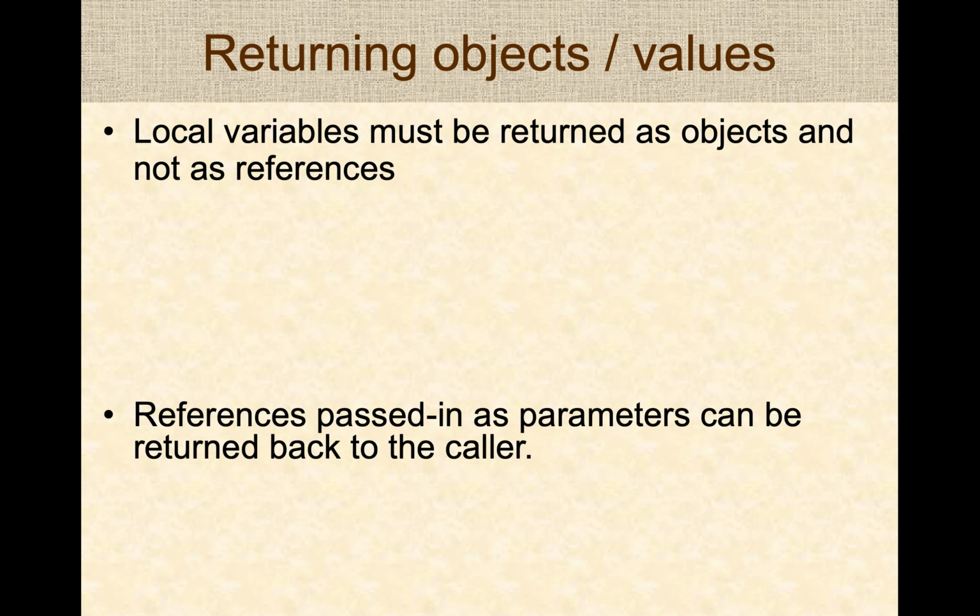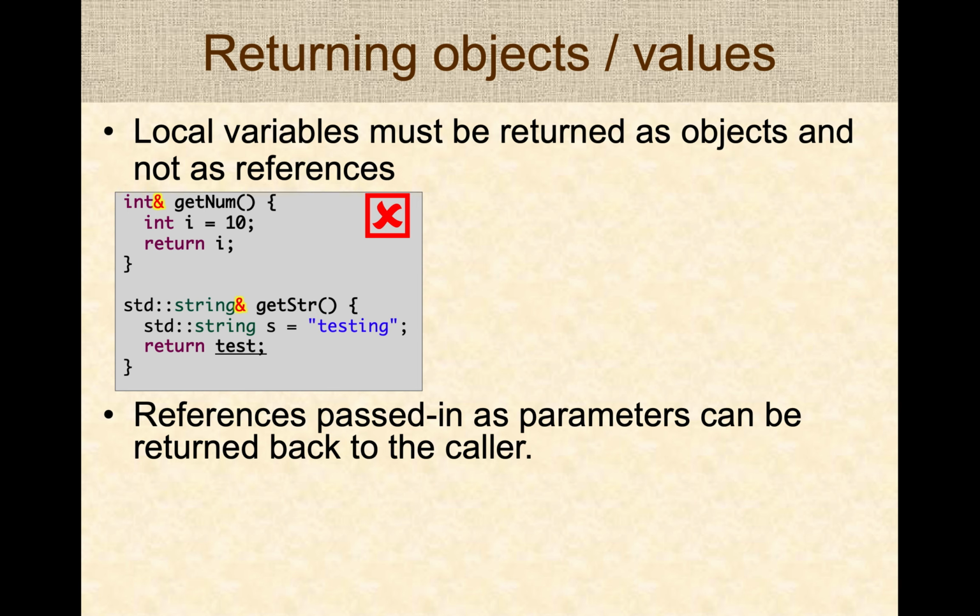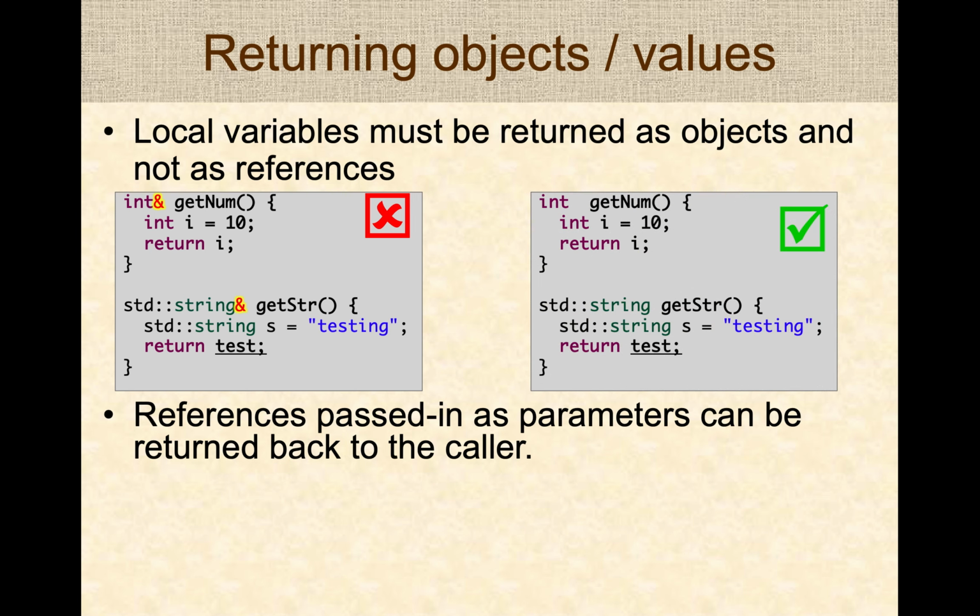Let's look at some rules regarding returning objects or values from these methods. In general, you should never return references to local variables from methods. Notice that here in these examples, the variables i and s are local variables. Returning references to local variables will cause runtime errors, and you should avoid doing that. Instead, you should simply return the values like it is done here. So if you want to return an integer, just return an integer. If you want to return a string, just return a string.